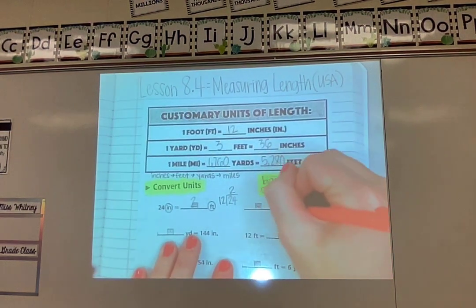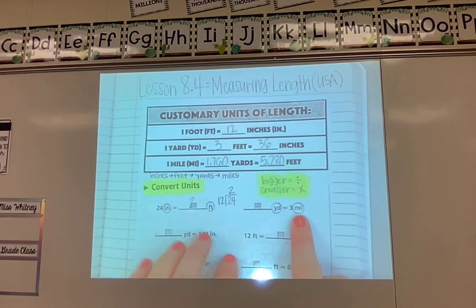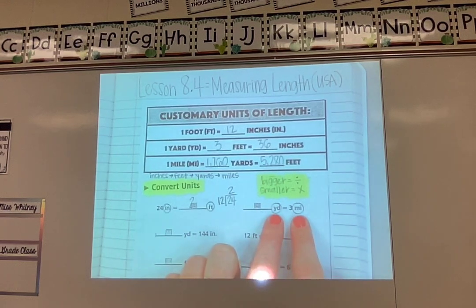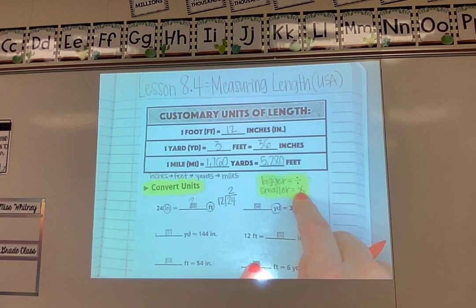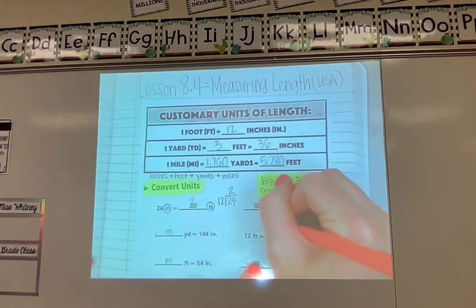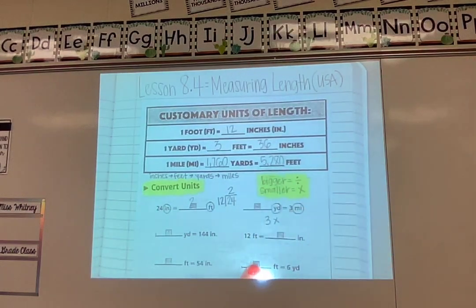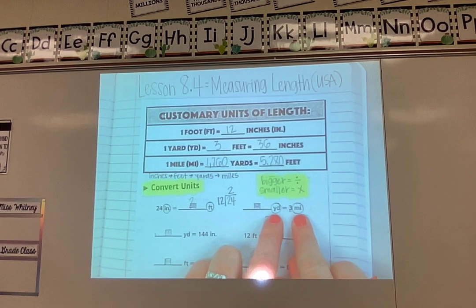First, I'm going to circle my labels. Now, this one's a tiny bit backwards because what I know is back here. So I have miles, and I'm going to yards. So we are getting smaller, which means I need to multiply. So I'm going to take 3 because that's how many I have, times, and then I need to use my chart. Miles and yards. How many yards are in a mile?